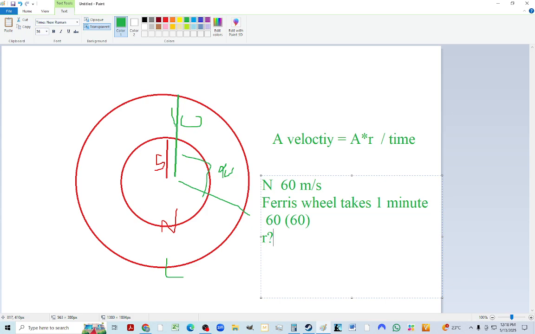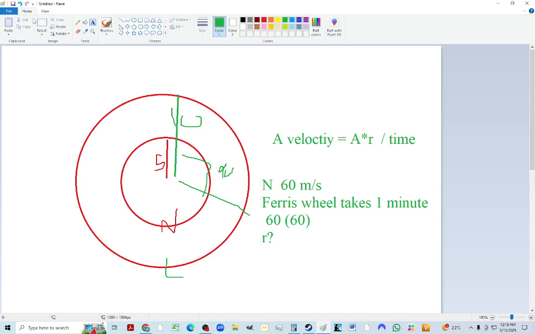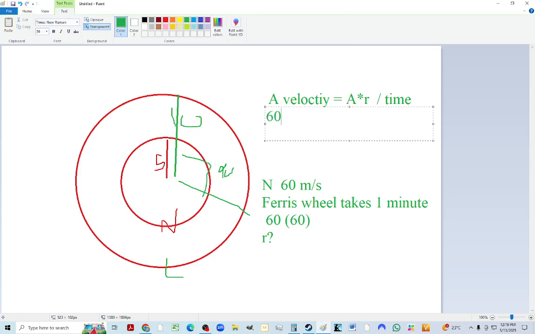Well, in this case, we have the velocity over here instead of looking for the radius. The velocity is given to us, 60 meters per second. We also know that her angle to go one full circle is 2 pi. We don't know the radius, but we do know the time. It was 1 minute. So we're trying to get to r.